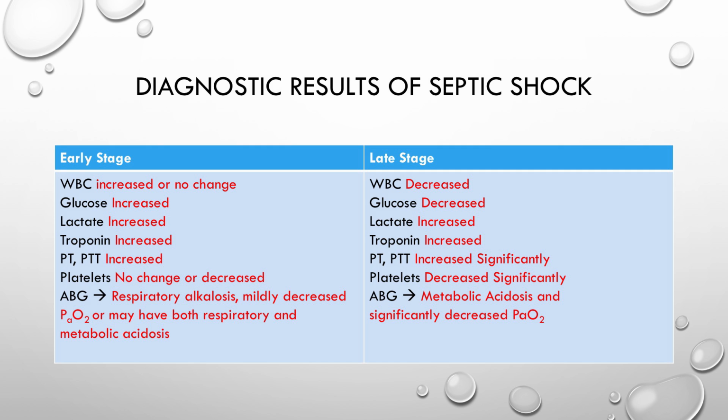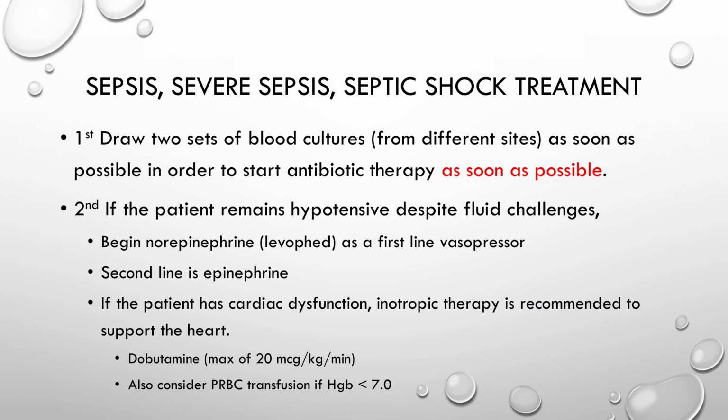So for treatment of sepsis, severe sepsis, and septic shock, you want to first draw 2 sets of blood cultures from different sites as soon as possible in order to start antibiotic therapy as soon as possible. Second, if the patient remains hypotensive despite fluid challenges, you want to begin norepinephrine. Levophed is the first line vasopressor. Second line is epinephrine. If the patient has cardiac dysfunction, inotropic therapy is recommended to support the heart, such as dobutamine, and also consider PRBC transfusions if the hemoglobin is less than 7.0.